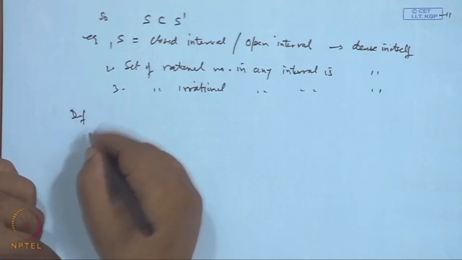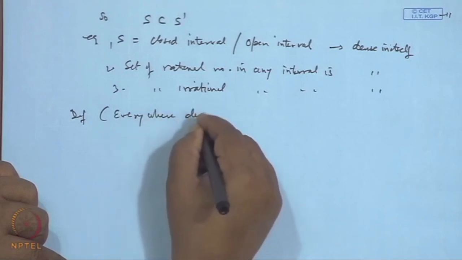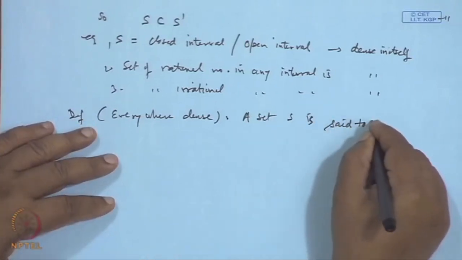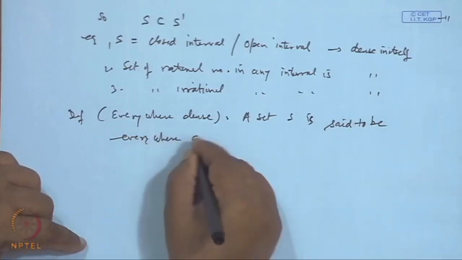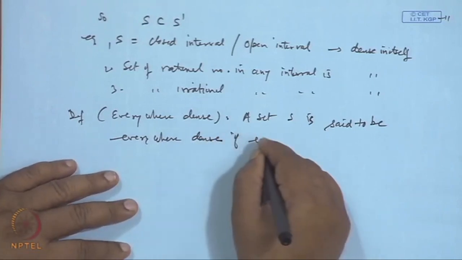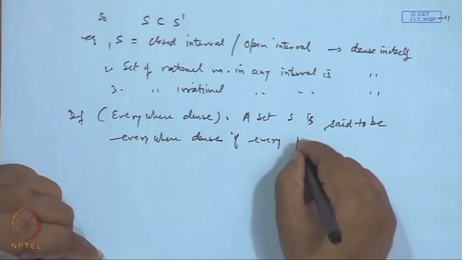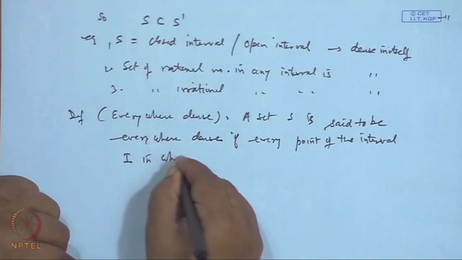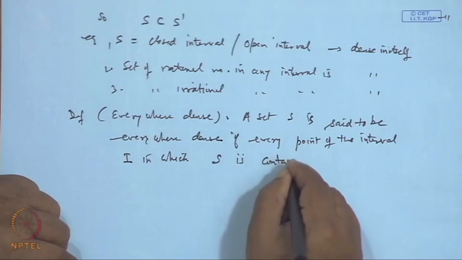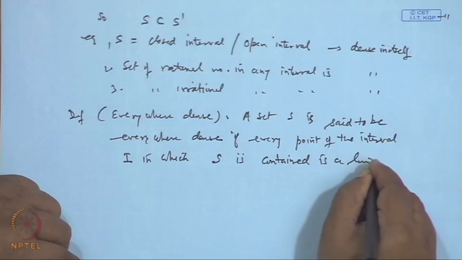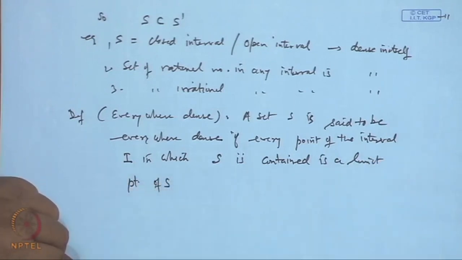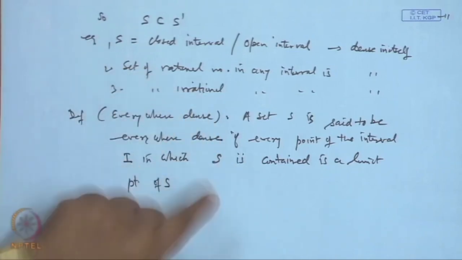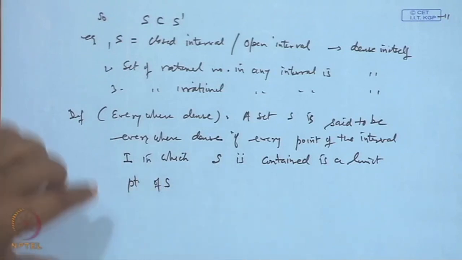Now, we define the everywhere dense set. A set S is said to be everywhere dense if every point of the interval I in which S is contained is a limit point of S. Means a set is said to be everywhere dense if, for the interval in which S lies, every point of that interval must be a limit point of S.